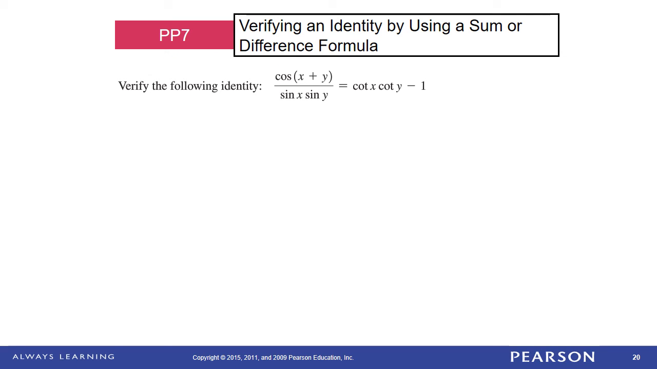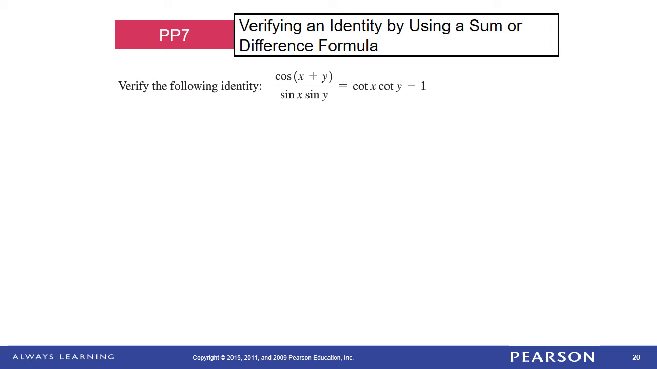Practice problem number 7. Now what we want to do is verify more complicated identities. I know we did that before, I think we did that in 6.1. So now can we verify that this right here is an identity? Cosine of x plus y over sine x times sine y is equal to cotangent x cotangent y minus 1.